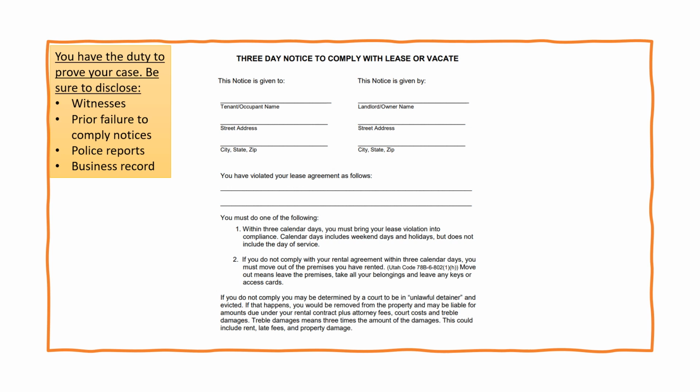This is a 3-day notice to comply with their lease or vacate. It gives the tenant 3 calendar days to bring whatever lease violation into compliance. You'll see these a lot with tenants that may be using a balcony for storage when they shouldn't be, or leaving trash around the property, things like that. When you read your lease and there's a violation, if it's something a tenant can fix, this is the type of notice that you would serve, giving them the time to comply with the lease.